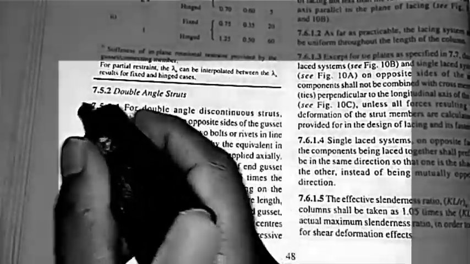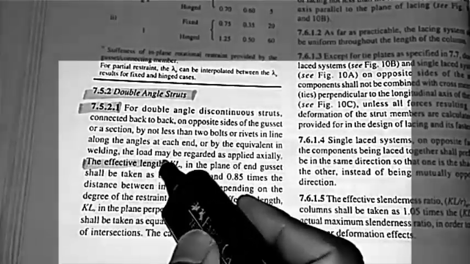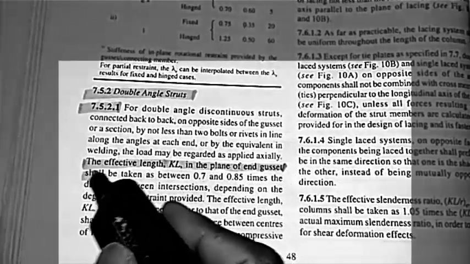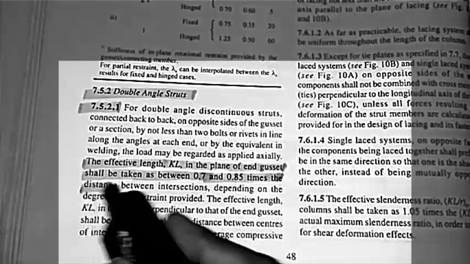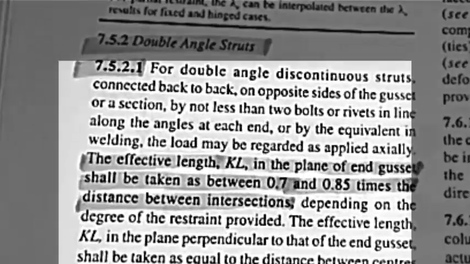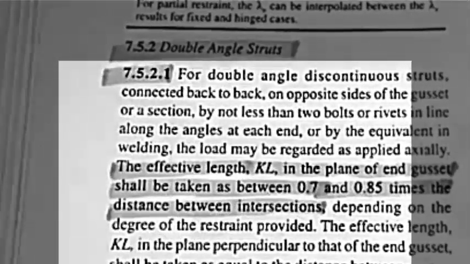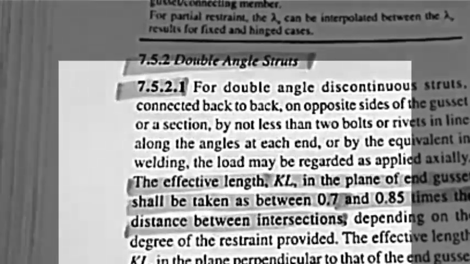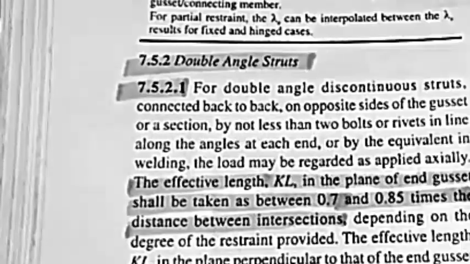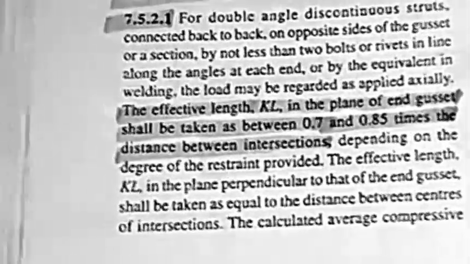This is clause 7.5.2.1. This is for the double angle strut, and it is given that the effective length KL in the plane of end gusset shall be taken as in between 0.7 and 0.85 times the distance between intersections. So we need to consider this range, 0.7 to 0.85 times the distance between intersections, according to clause 7.5.2.1. This is page number 48.